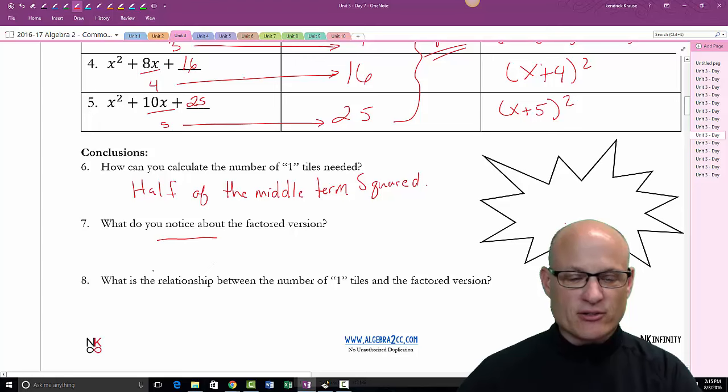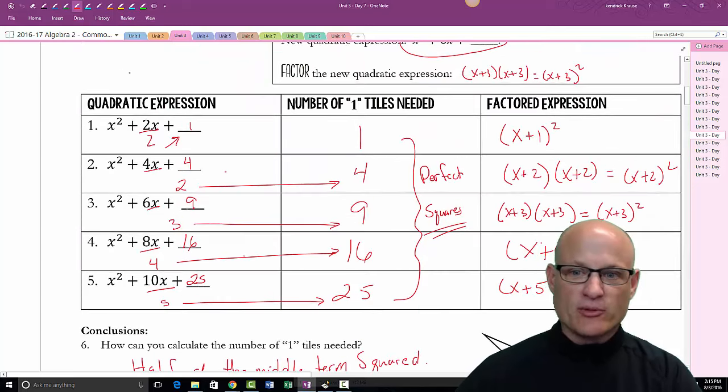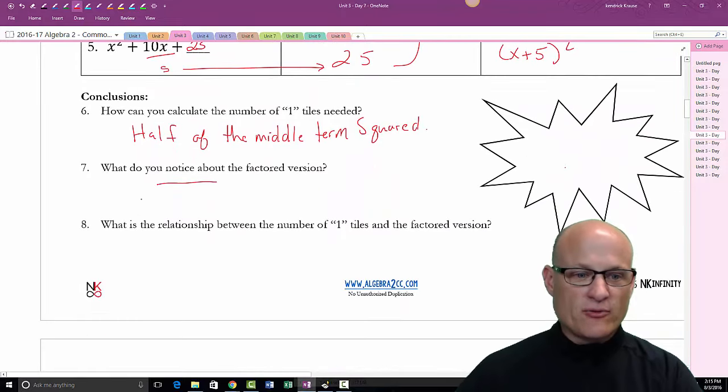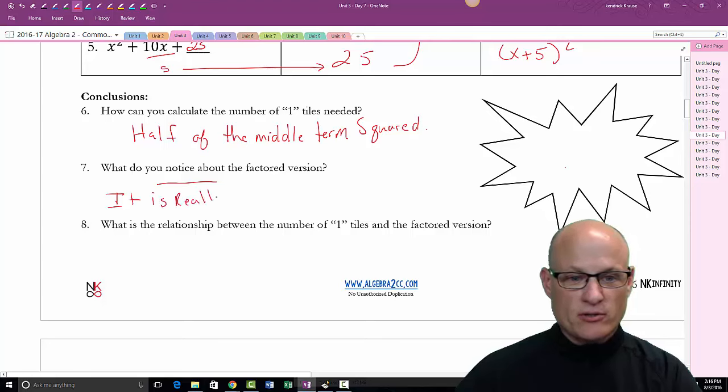What do you notice about the factored version? Well, these are perfect square, well, we call these perfect square trinomials. These are perfect square trinomials. But what do you notice about the factored form? It is a binomial. It is really just a binomial. Binomial squared.